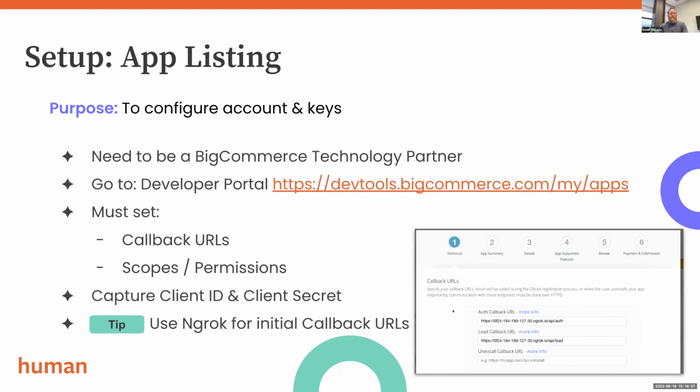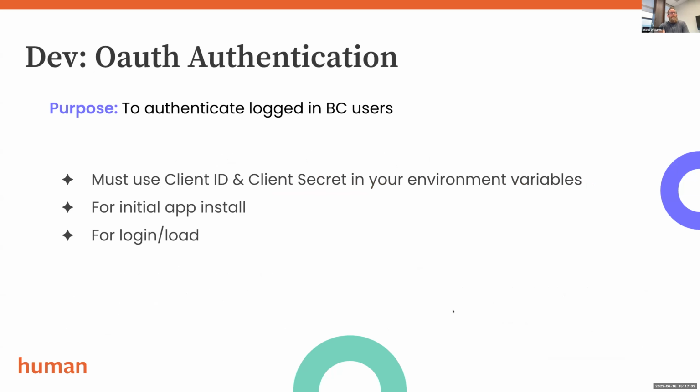And so you need these URLs, and you need to set the permissions that your app is going to request, permissions like access to the product catalog, view or edit, things like that. Once you've completed that, you're going to capture that client ID and client secret to set it in your environment variables to make sure that your app can actually connect and have this conversation with BigCommerce. Key tip is to use ngrok in the early stages. This will save you lots of time. I'll touch on that maybe a little bit more later.